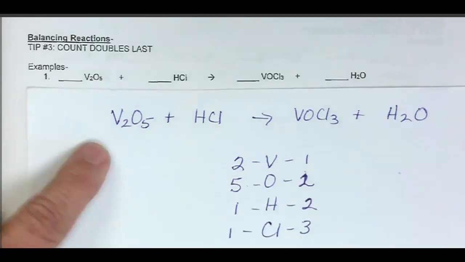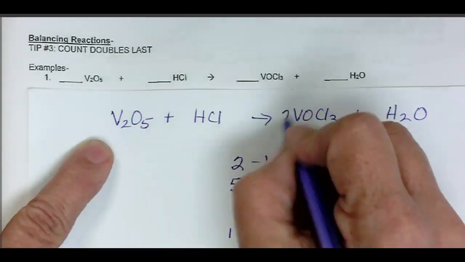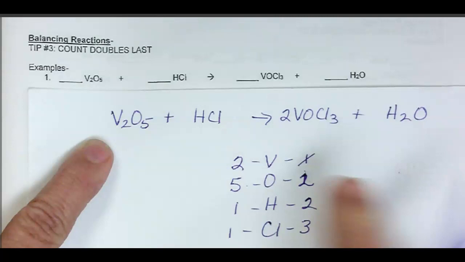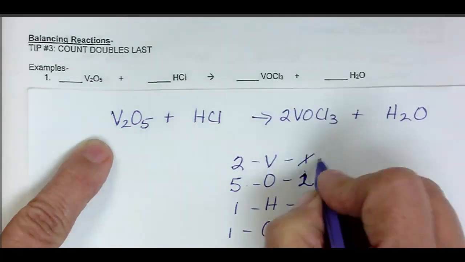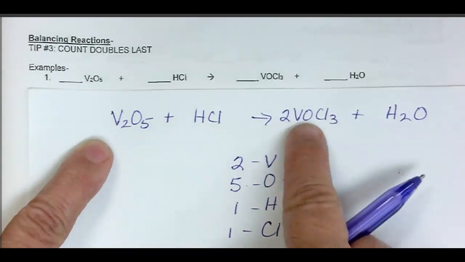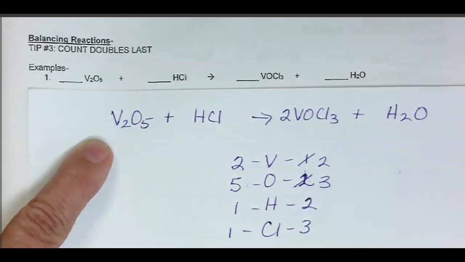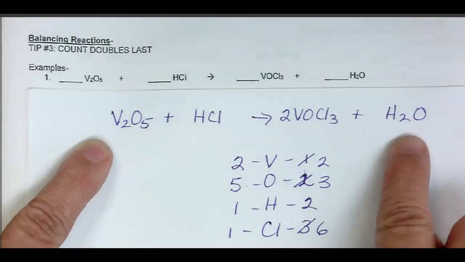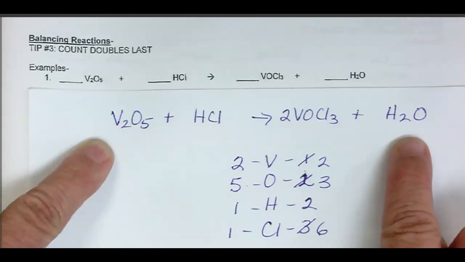So let's just go ahead and start with the vanadium. I've got 2 on this side. So if I start with a 2 on this side, check out everything that it changes. 2 vanadiums. I have these 2 oxygens, count carefully. I have these 2 oxygens plus this one, and now I'm up to 3 oxygens. 3 times 2, I have 6 chlorines. And again, I have not changed my hydrogen on this side. So the only thing that I have fixed so far is the vanadium.